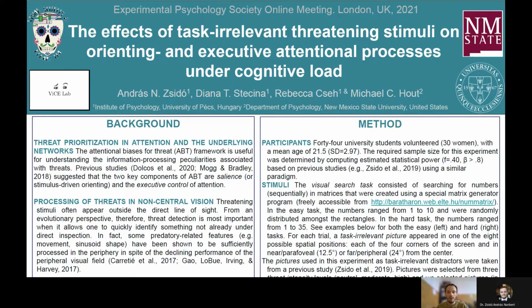Using task-irrelevant threatening stimuli outside the direct line of sight is interesting because the spatial distance separates it from the attentional task and may trigger quick orienting. But also, it is interesting because in theory, the periphery of the visual field should be as prone to detect such stimuli as if they were to appear in foveal vision.